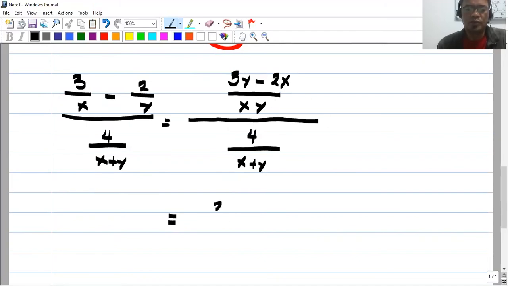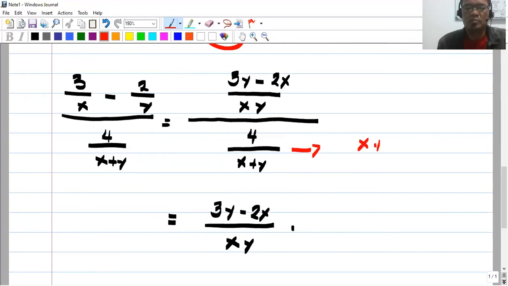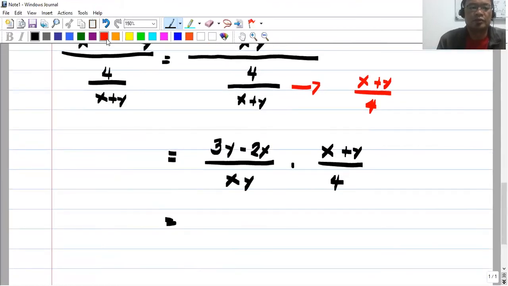So we have (3y minus 2x) all over xy, times the multiplicative inverse of our denominator here, which would be (x plus y) all over 4. So we have (x plus y) over 4. Therefore, by multiplying, we have 3y times x, which would be 3xy, and 3y times y is 3y squared.